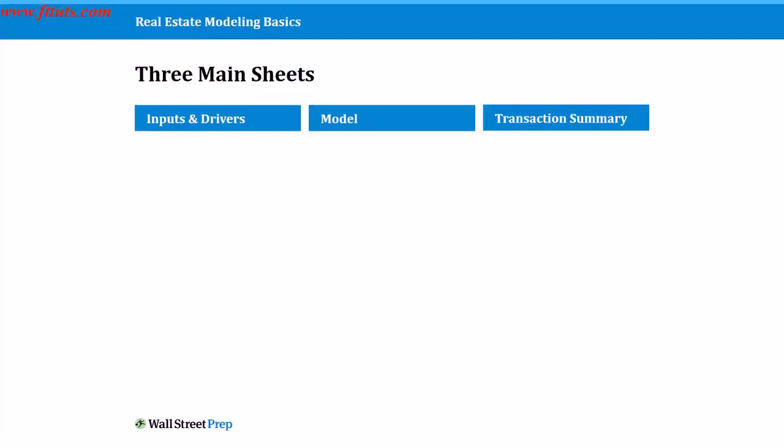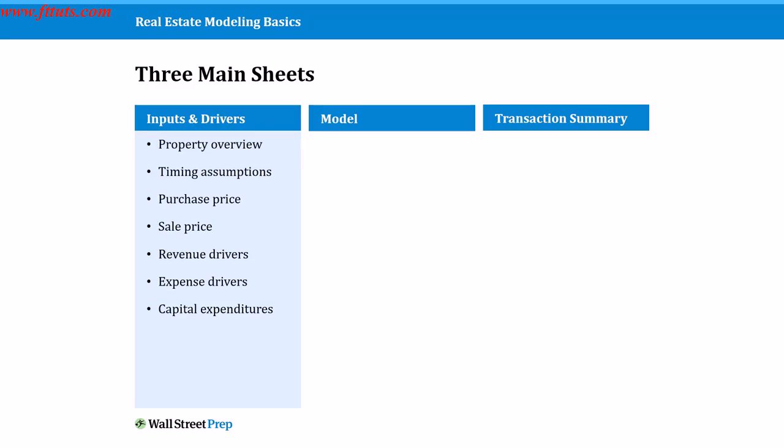Let's get started by talking about the main sheets or tabs we'll be working with in a real estate financial model. Real estate models can come in many different flavors. I've seen models that have been built entirely on one Excel sheet, and I've seen models that have had 10 or more sheets. But I think that the most effective way to set up a real estate model is with three tabs. The first is the Inputs and Drivers tab, the second, the Model tab, and third, the Transaction Summary tab. As we'll get into later, these three tabs are really just the foundation, and depending on what type of model we're building, we'll also add a couple of supporting schedules on top.